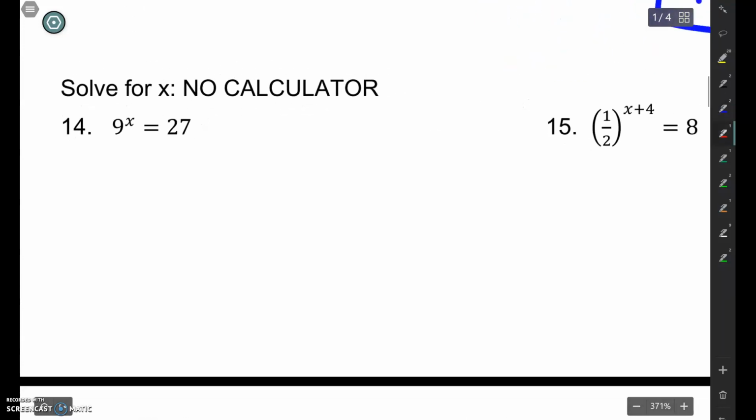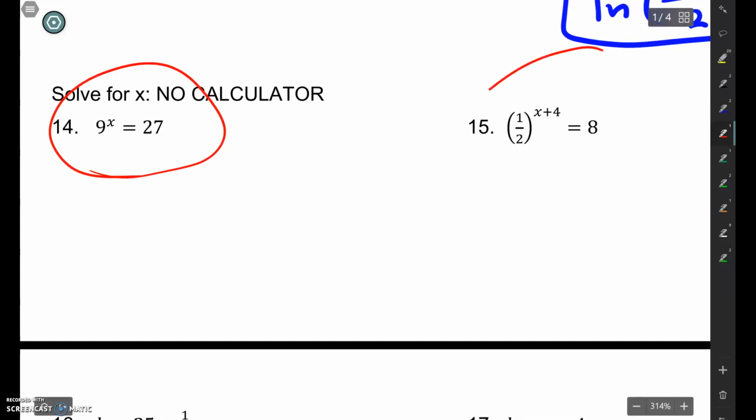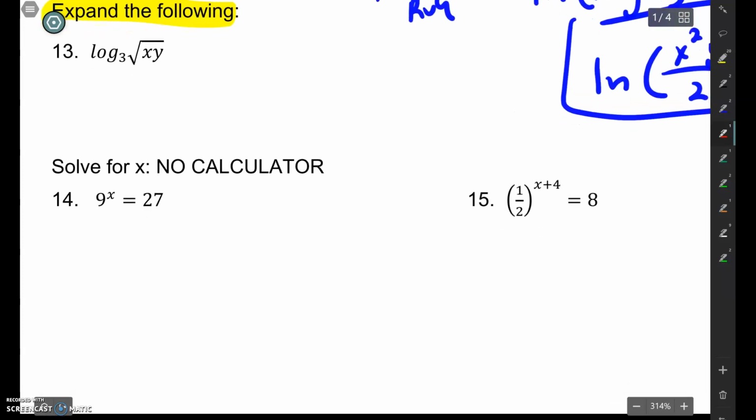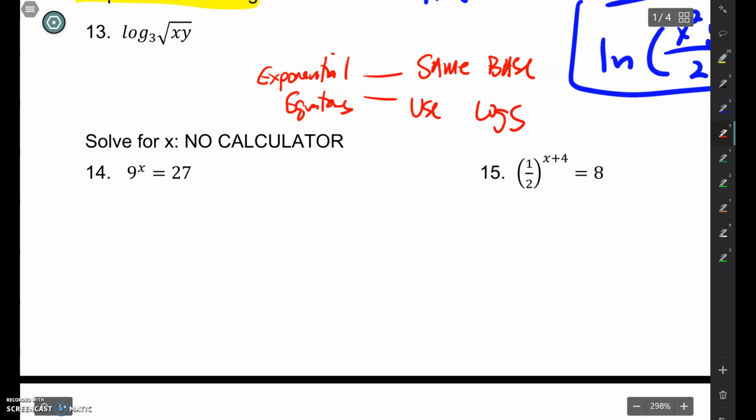If you see a problem like 14 or 15, those are exponential equations. How do I know? Because there's not a logarithm in there, right? It's the x is up there as the exponent. So those are exponential. There are 2 ways to solve exponential equations. First way is to get the same base if you can. And then the second way is to use logs. So for these, we're going to get the same base.